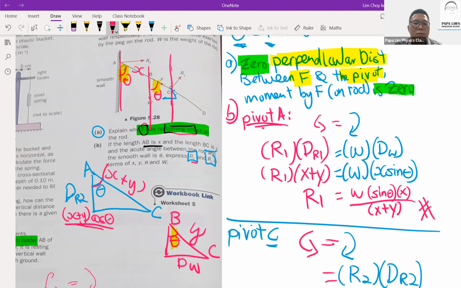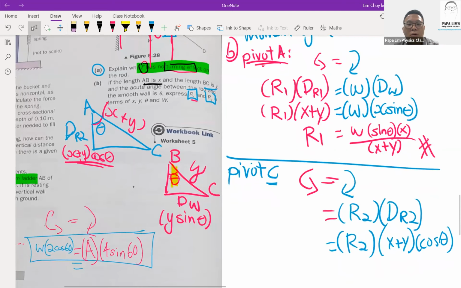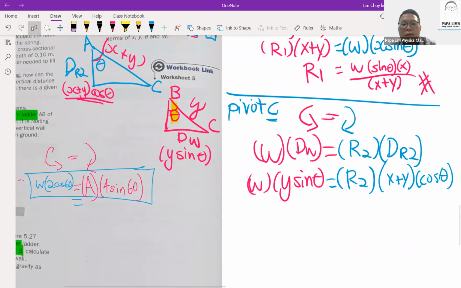Once you know that is theta, you will know that dw is the side opposite angle theta, which can be written as y sine theta. So the anti-clockwise moment is caused by the weight times dw, and dw can be resolved into y sine theta. With that, same thing, simplify the equation.